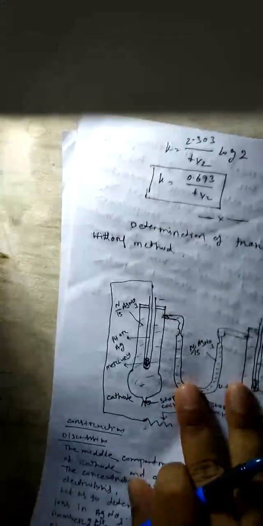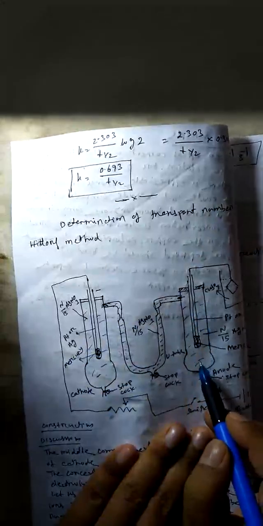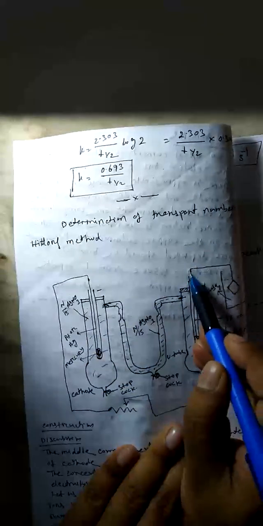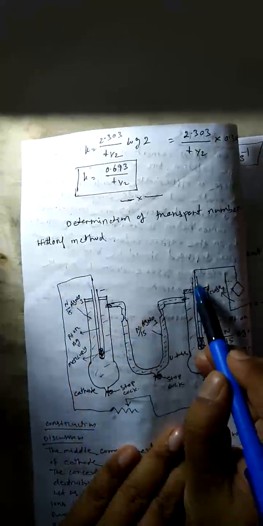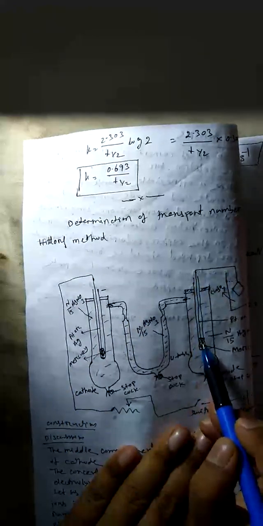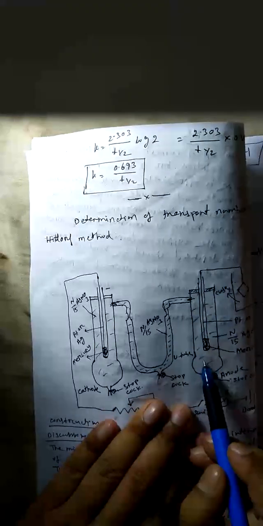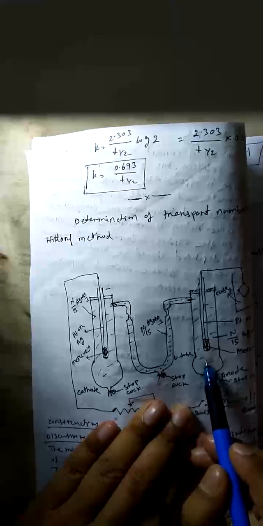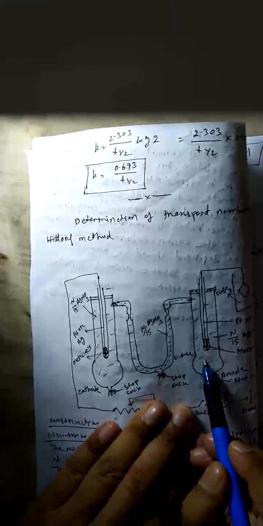You see here, this is my anode compartment. This electrode is made of platinum, immersed in mercury, and this anode compartment contains silver nitrate. When we put silver nitrate in water, it converts to Ag plus and NO3 minus.